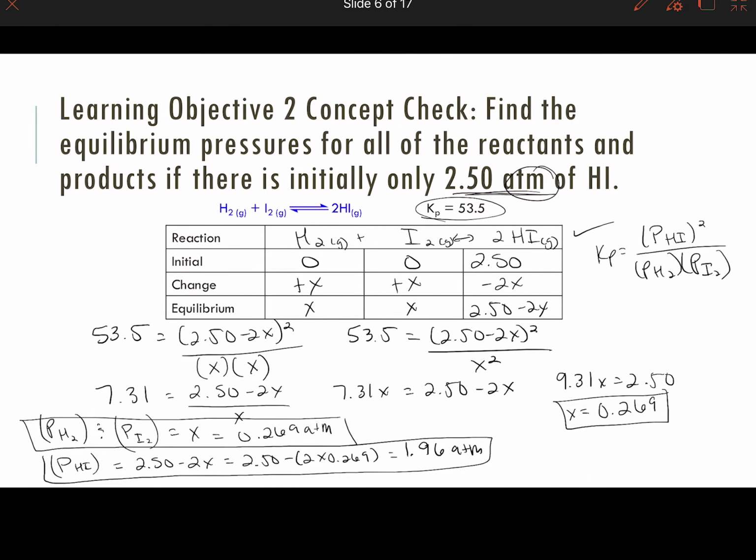We of course can then check to see if we get the correct answer by putting it back into our Kp expression. So we take 1.96 and square it, divided by 0.269 squared, and we get a value of 53.1, which is pretty close. So I'd say we did a pretty good job.